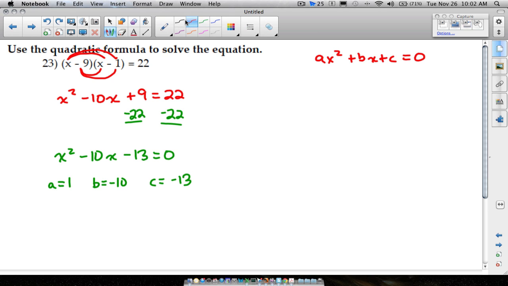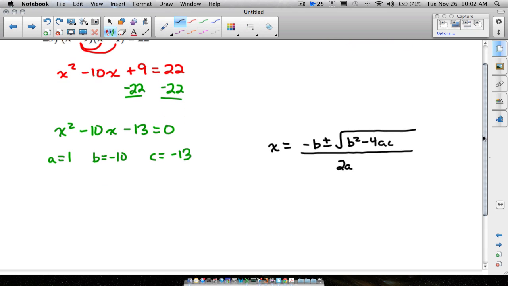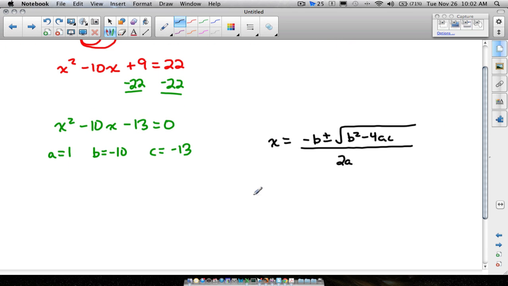Just to remind you of what the quadratic formula is, it's going to be x equals negative b plus or minus the square root of b squared minus 4ac. And this entire thing, just this side, don't go putting the whole fraction bar across the equals now, I've mentioned that, but it's all over 2a.